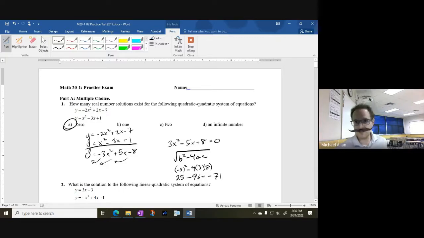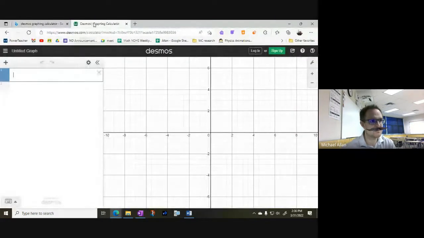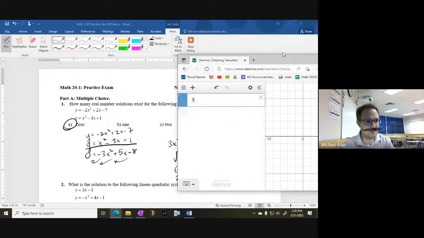And I could have done that too by pulling out Desmos, because this is just a multiple choice question. So why do it this way? If I pull out Desmos, let's see what happens here. Or just a graphing calculator. I guess you don't have Desmos.